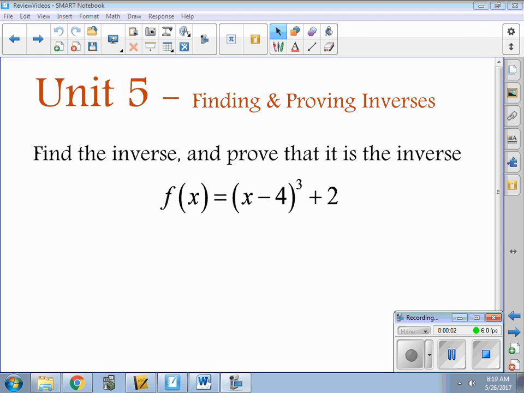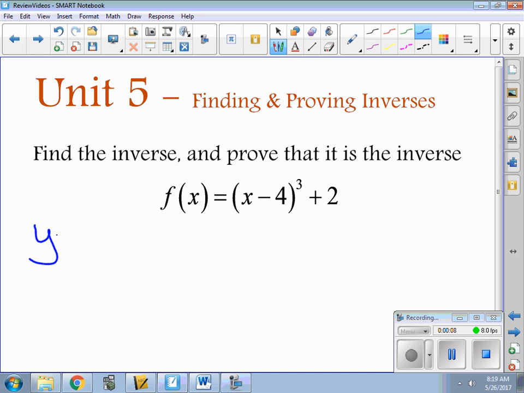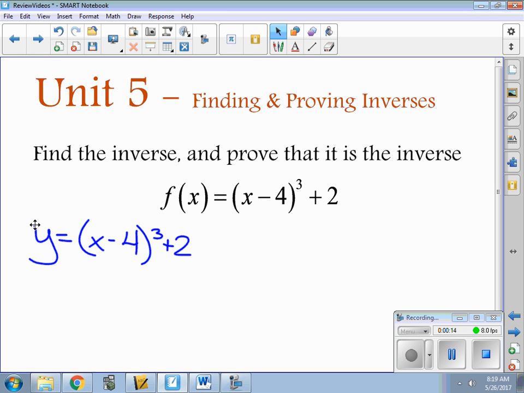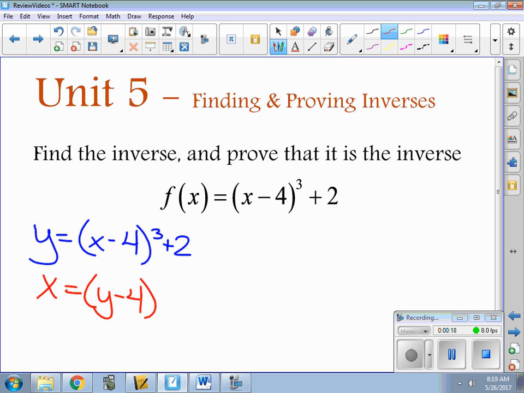Okay, so finding and proving inverses. First, in order to find the inverse, we need to switch x with y. So I'm going to first change f of x to y. And then I'm going to switch my x and my y. So it becomes x equals (y minus 4) cubed plus 2. And then my goal is to solve for y.